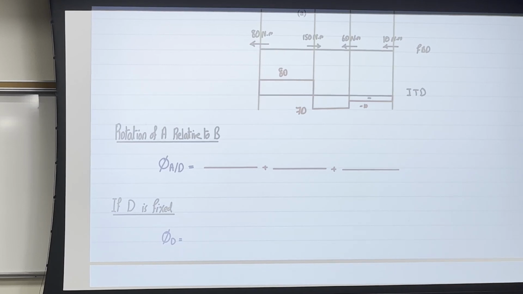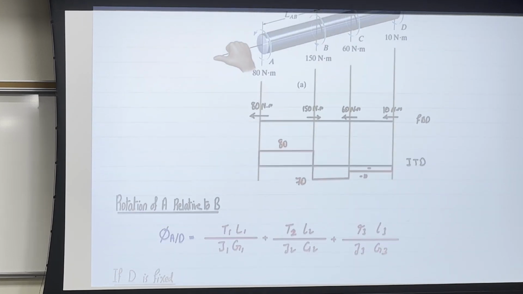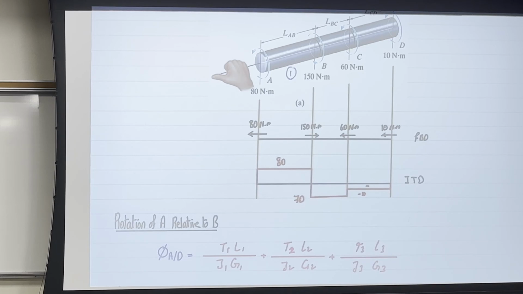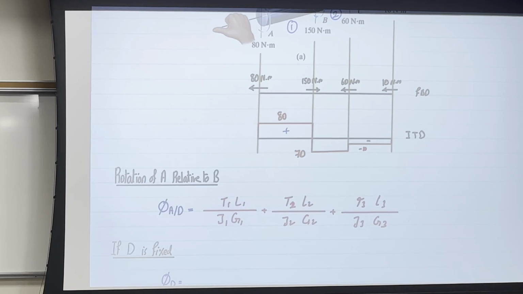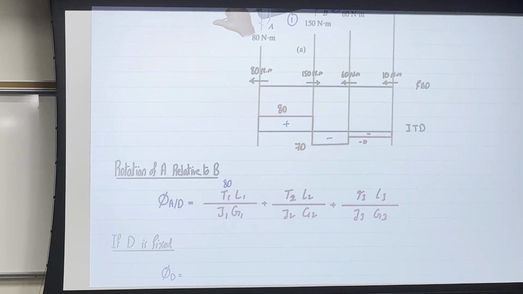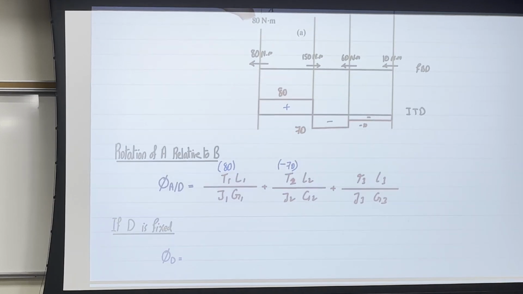So I will have T1 L1 over J1 G1, plus T2 L2 over J2 G2, and for the third, T3 L3 over J3 G3. And now when I substitute, let me name those segments. So this is segment 1, this is segment 2, this is segment 3. For segment 1, I'm gonna substitute with positive 80 as T1. For T2, I'm gonna substitute with negative 70.